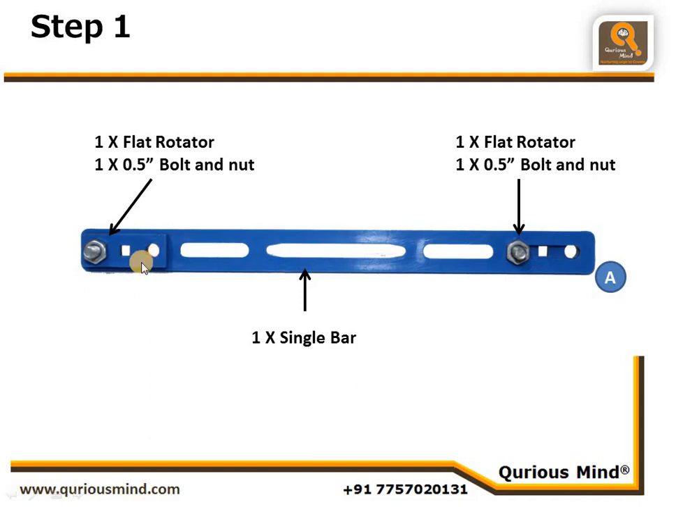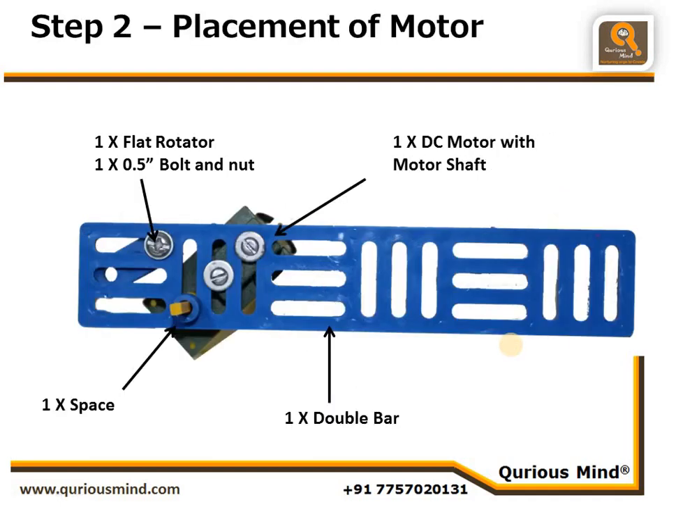One flat connector is attached in the front of the single bar and one in the rear, whereas the direction of the bolt in both the cases is the same. We'll call this assembly A. Now we will take a double bar and we will attach the motor there. The position of the motor is decided based on the position of the assembly we want. And we want the rotating assembly, the assembly which gives circular motion, to be at the end here.